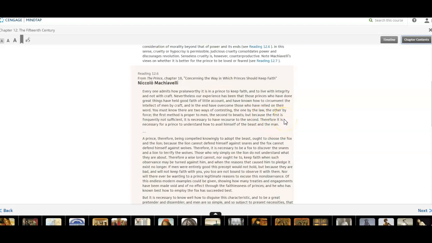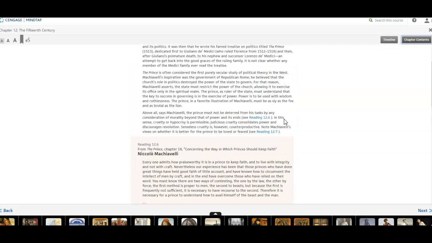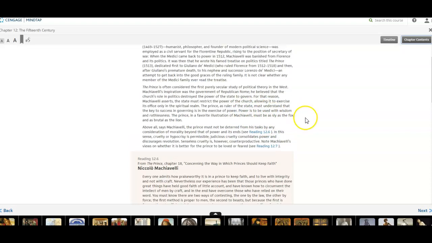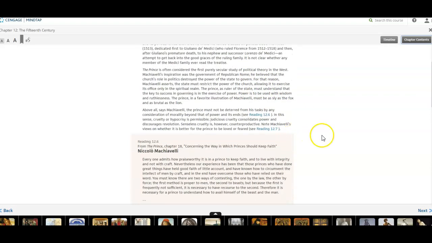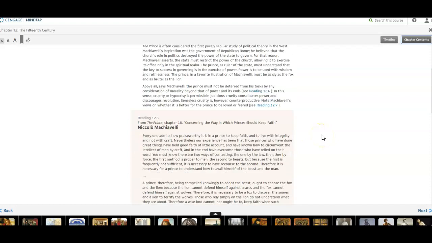Those are all comments essentially taken from Machiavelli's advice to anyone who wants to rule. He's the title of the prince, the ruler of the state. And so you can go through this and look at this advice, the idea that he talks about in detail, that cruelty or hypocrisy is permissible. Cruelty will help you to hold on to power, discouraging revolution. And the idea is, is it better to be loved or to be feared? Well, he says it's better to be feared.